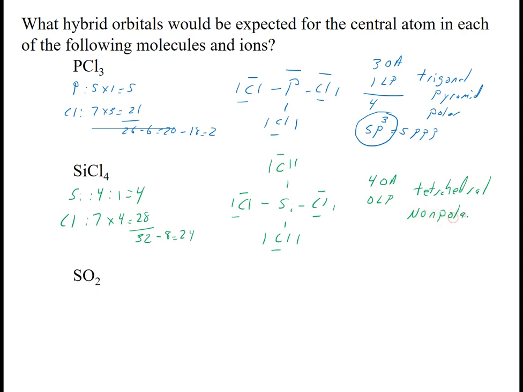And I'm just doing these for extra practice. But again, I have 4. Just like the last one had 4, this one has 4. Anything that adds up to be 4 would be the same. It's sp3.